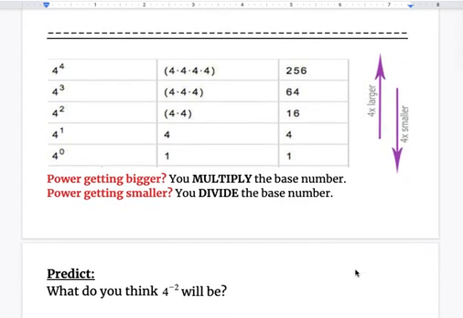So think to yourself and make a prediction. What do you think 4 to the negative second power will be? What kind of answer will it look like? Using that pattern that we just talked about, go ahead and pause the video and jot down your prediction.